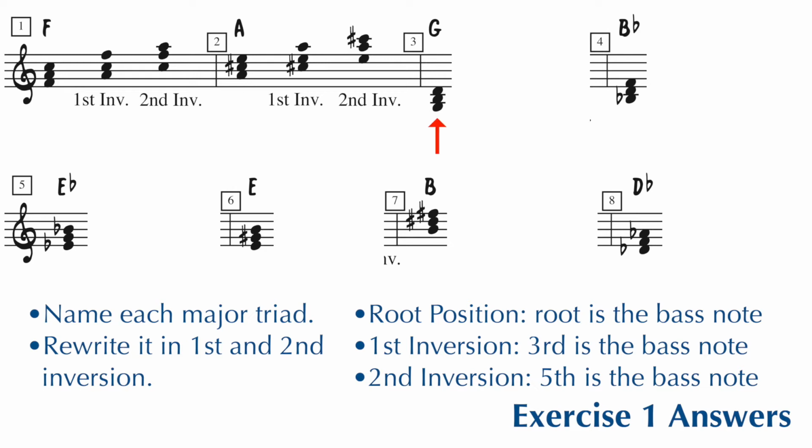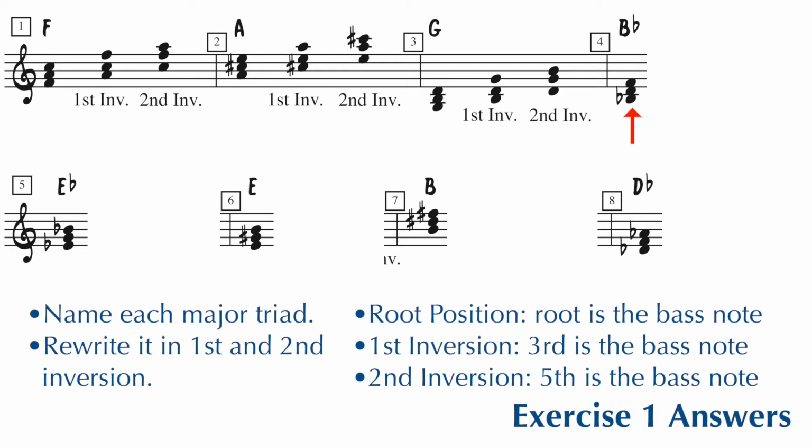Number 3 is a G major chord. To change it to first inversion, take the root of the chord, that low G, raise it an octave higher. That leaves the third in the bass, and first inversion should read B, D, G. To change that first inversion chord to a second inversion chord, you can raise the B an octave. That leaves the D in the bass, or as the lowest note. Now we're looking at D, G, and B.